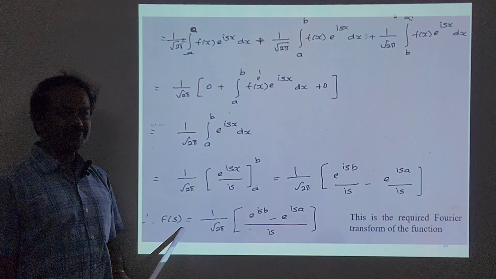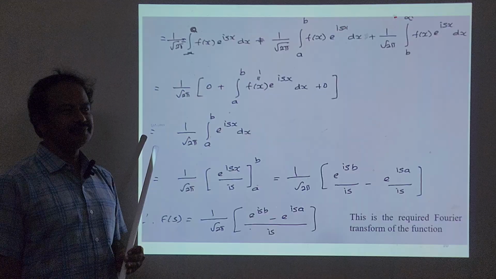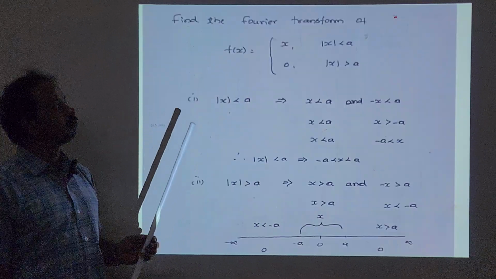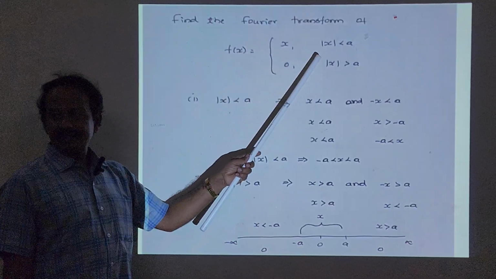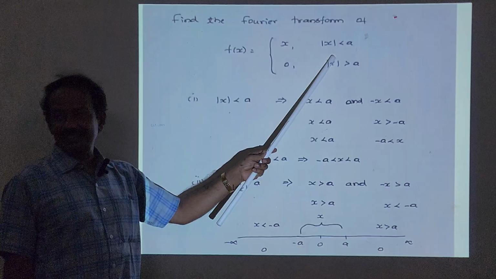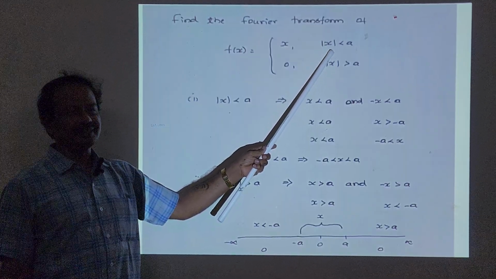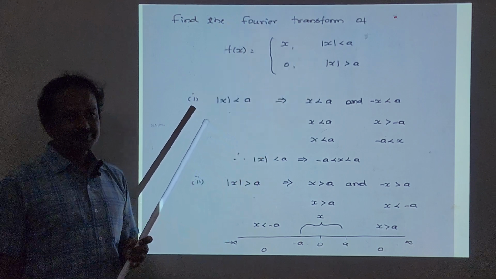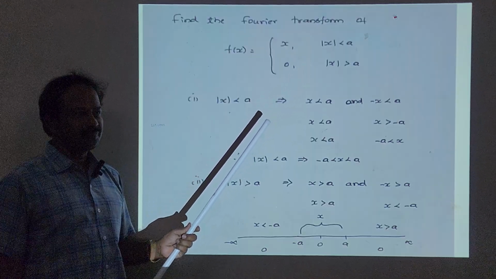F of x is given, f of s is the result. This is input and this is output. That's all. That's the relation. This is nothing but Fourier transform. Now we'll go for some other problem. So f of x is given as x when mod x is less than a. So this is somewhat tricky. Okay, mod x is less than a and 0 when mod x is greater than a. We are going to make this one in the interval form.